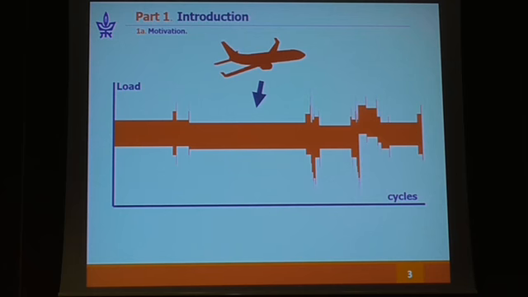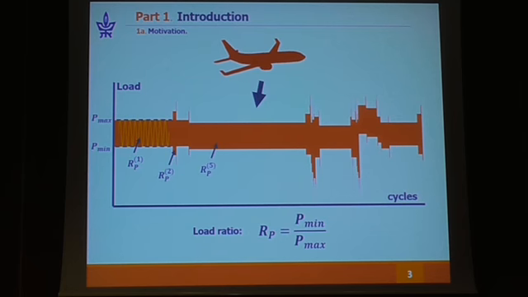The load spectrum may be presented as built up of blocks, which may be described by the maximum and minimum loads in the fatigue cycle. Another parameter which may be introduced, which was already talked about, is the load ratio, which is simply the ratio between the minimum and maximum loads. As you may notice here, there is an enormous number of load ratios in this spectrum, and we want to know how the delamination will grow under this.